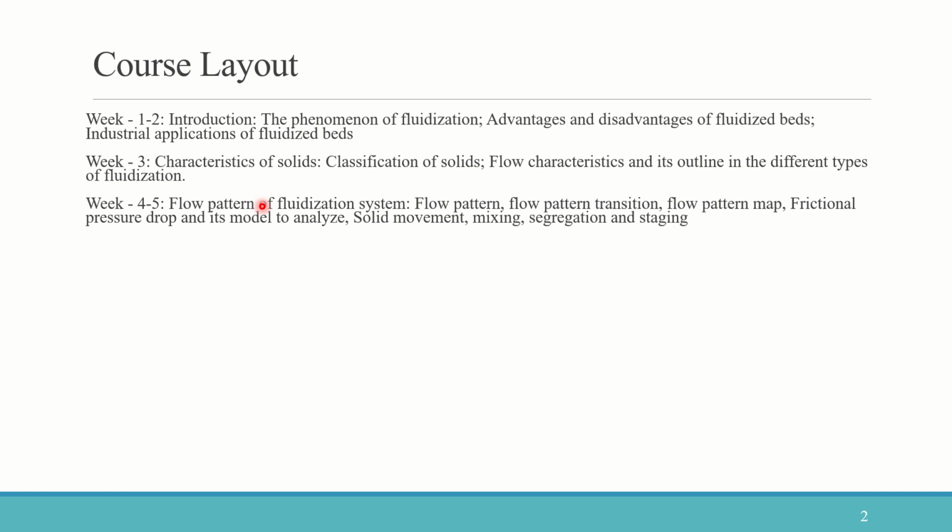So these are the flow pattern transitions and frictional pressure drop. There are various equations available to calculate the pressure drop inside the bed, because it is one of the important factors when dealing with fluidized beds. Why is it important? Because pressure drop allows us to determine how to scale up the process in industries, and whether it would be economically feasible to use those processes in industries. So that is what we have seen in weeks 4 to 5.